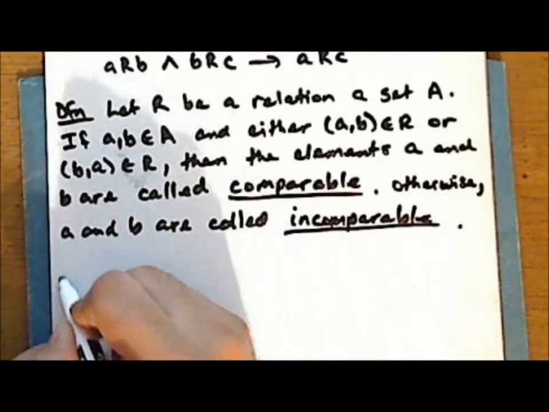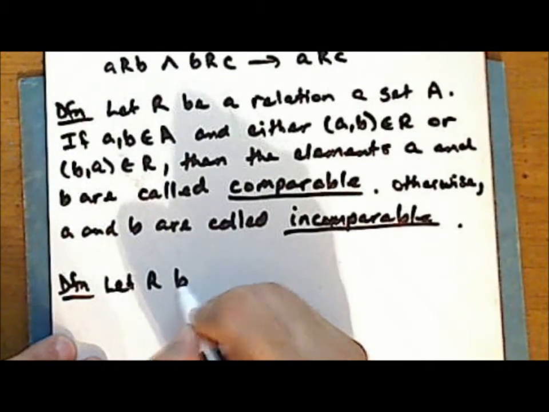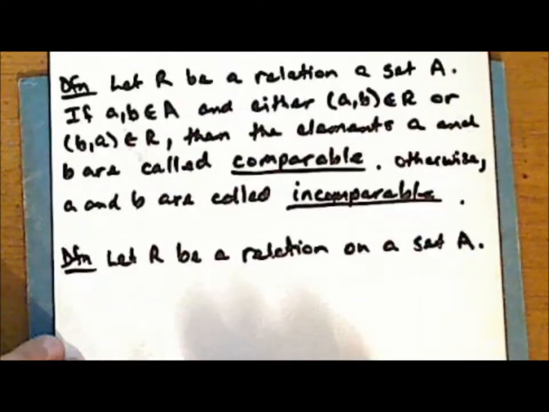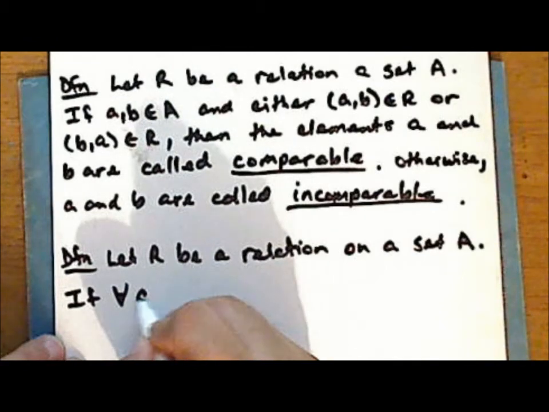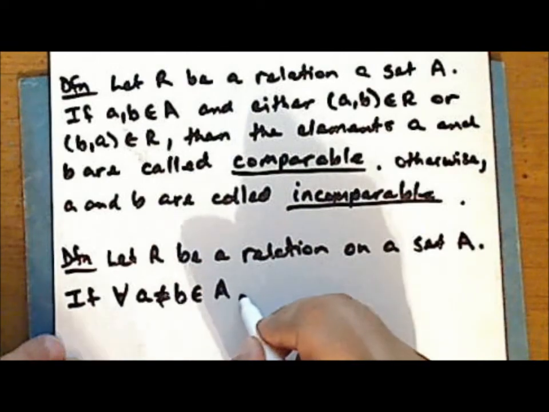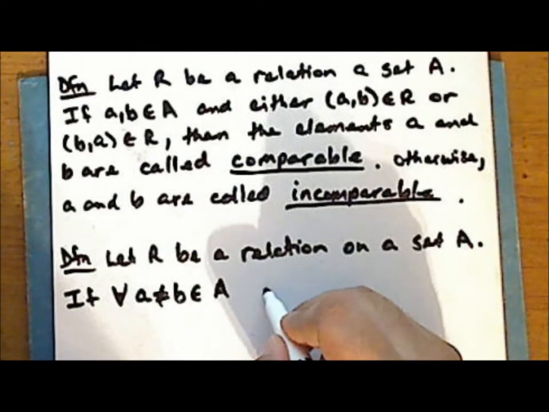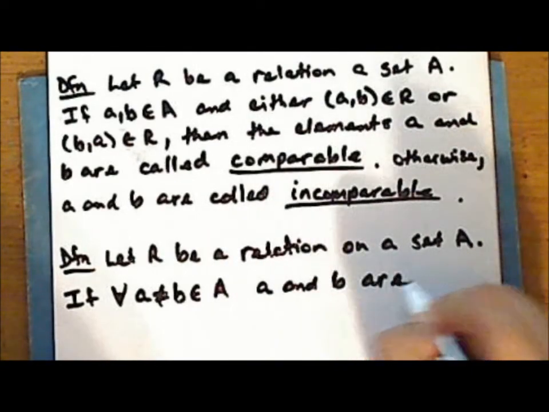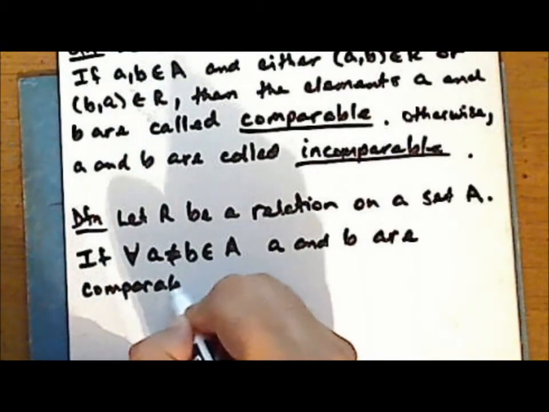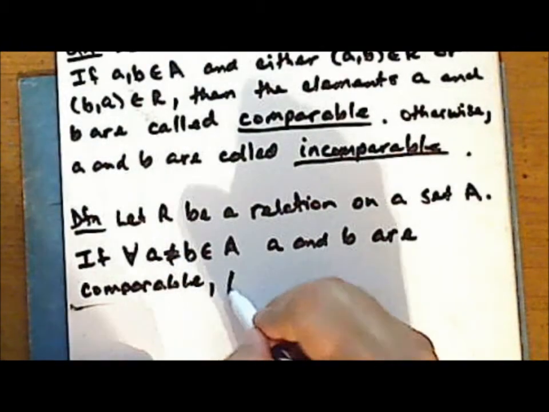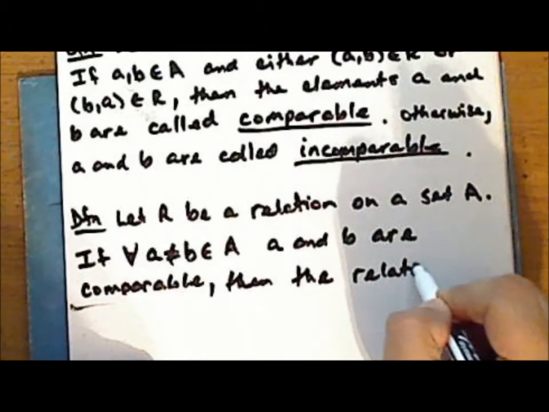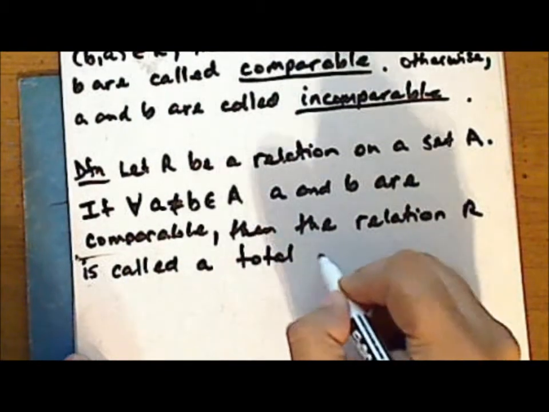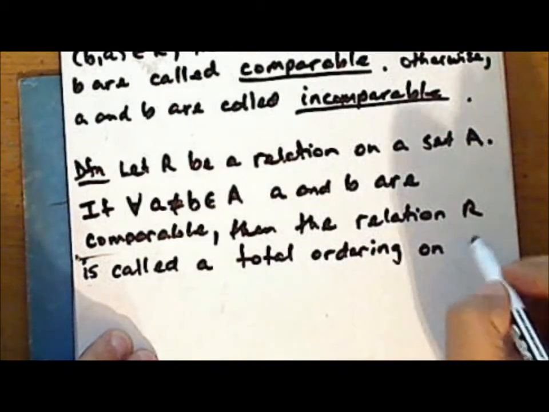All right? So now a new definition. Again, let R be a relation on a set A. If for every distinct pair of elements, that is a not equal to b, in the set, each pair of distinct elements are comparable, then the relation R is said to be, or is called, a total ordering on the given set A.